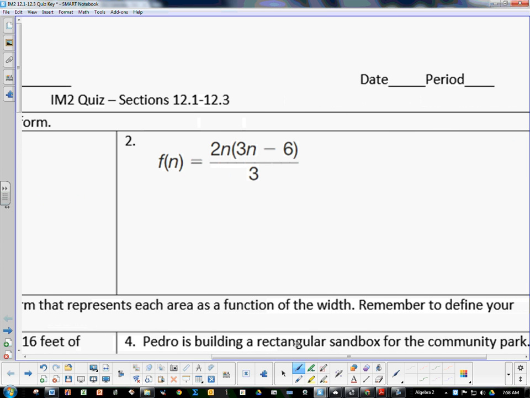Number 2, if you're going to simplify this problem, what you have to keep in mind is that in order of operations, PEMDAS, you have to simplify the numerator, the denominator, and then you can work with the division. So watch. Let's take this 2n and distribute. This becomes f of n is equal to, well, what is 2n times 3n? 6n squared. And then we have 2n times negative 6 is minus 12n. And then we all divide by 3.